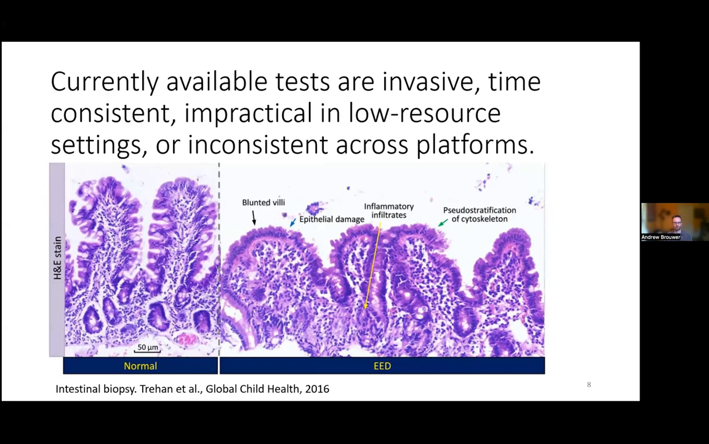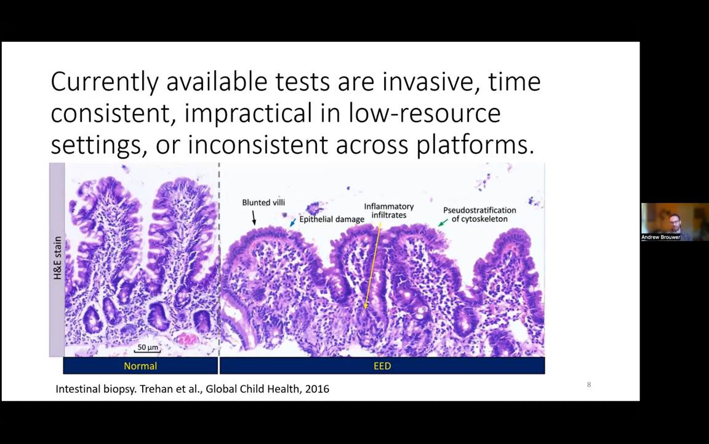Especially for young children in low resource settings. There are also other tests, such as dual sugar tests, where you give a small sugar and a large sugar, and you see the ratio of them in the urine. If somebody doesn't have gut dysfunction, then the small sugar should come out in the urine and the large sugar should not, because it's being filtered out by the villi. But if you have permeability, then you might have the ratio closer to 1.